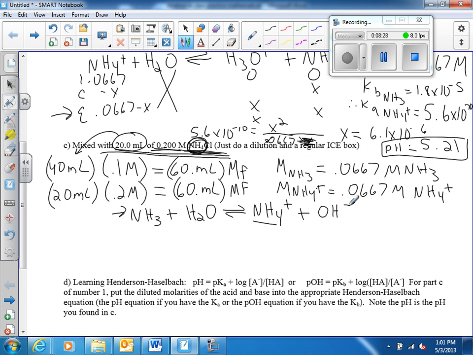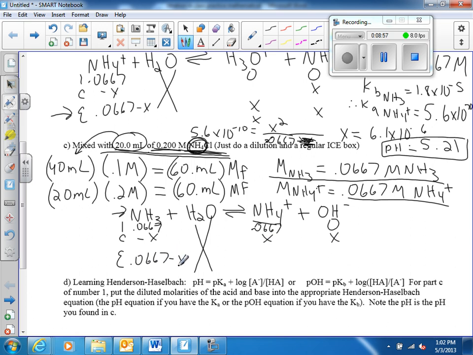Now I put in my ICE initial concentrations. The NH3 right here is 0.0667 molar. And the NH4+ right here, look at that, it's also 0.0667 molar. It's hard to read that, I know, sorry. We don't worry about the waters, hydroxide is 0. Change: minus x, plus x, plus x. Then 0.0667 minus x, 0.0667 plus x, x.